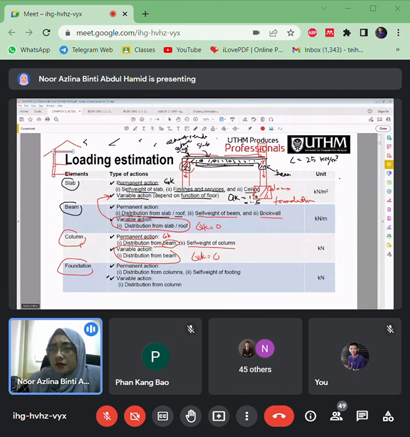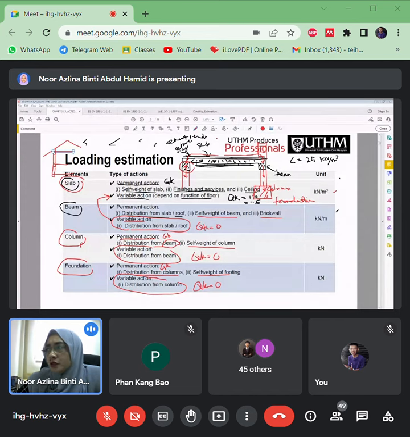So for foundations, its GK is of course from the column, and also its self weight. For the QK of foundations, normally we do not consider it. Most of the QK we consider in the slabs, right?